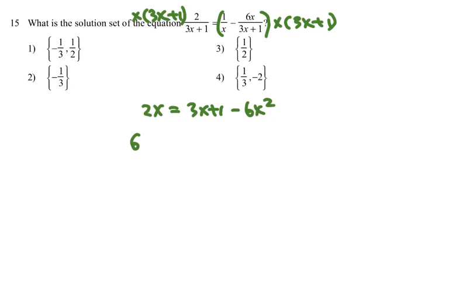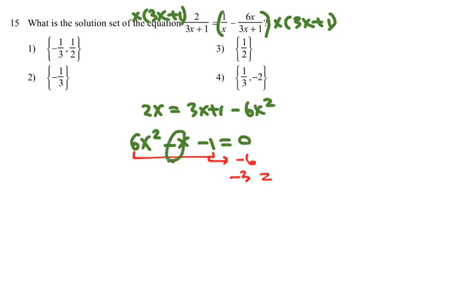So if I have to bring all the terms to the left, then we get 6x squared minus x minus 1. Now we have to factor this one. So then we get 6 times negative 1, we get negative 6. So I'm thinking which two numbers multiply to negative 6 but add up to 1 because of coefficient here. Oh, it's negative 3 and 2. So we can rewrite this one this way.